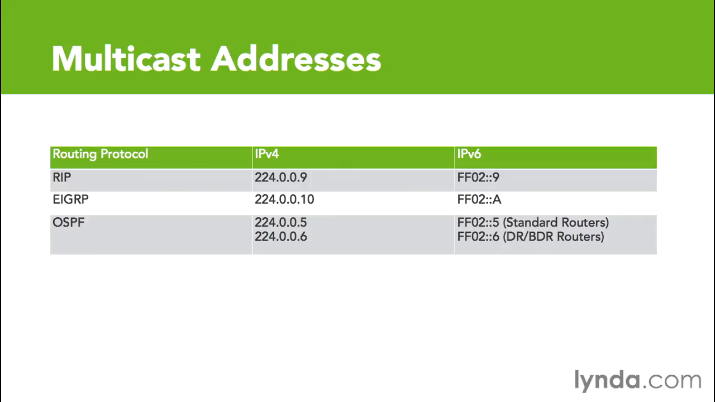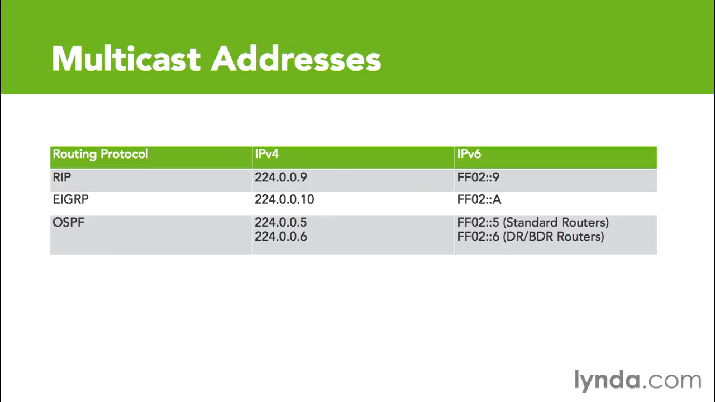In IPv6, it uses FF02::9. In IPv6, which will be a later lesson, anything that starts with an FF is a multicast address. So that is the multicast address for the new version of RIP, which is RIPng.